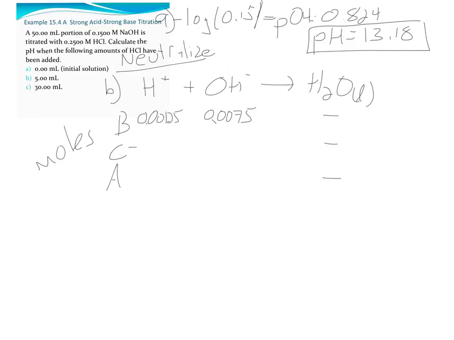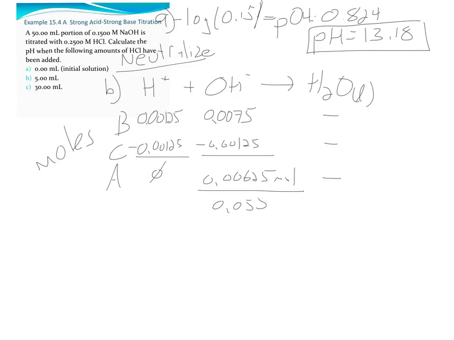With a 1-to-1 ratio, the acid is going away to 0. So that's all gone. My base is going away, minus 0.00125, and we'll be left with 0.00625 moles of base. And now I've got 55 milliliters of solution. So divided by 0.055 liters, that's going to give me 0.114 molar hydroxide.